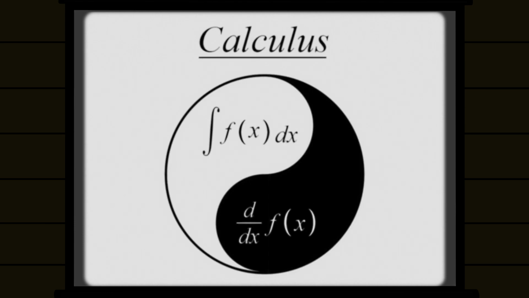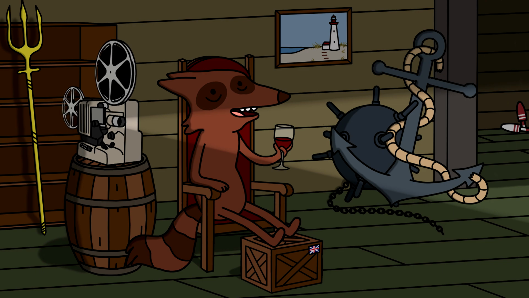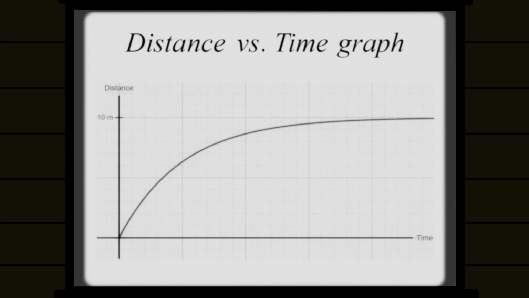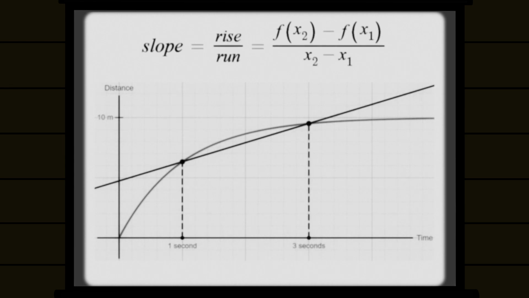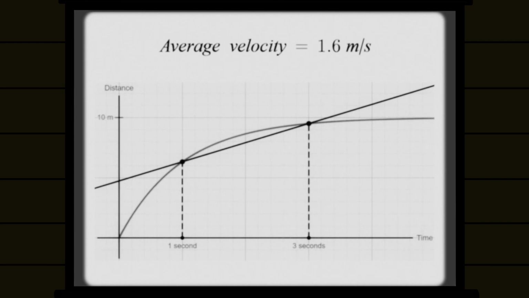But why is this important? Why should anyone care about this? Well, let's apply it to the real world. Suppose we plotted a car's movement on a distance versus time graph. If we were to find the slope of this function, we will find the car's average speed, or velocity, between time A and time B.